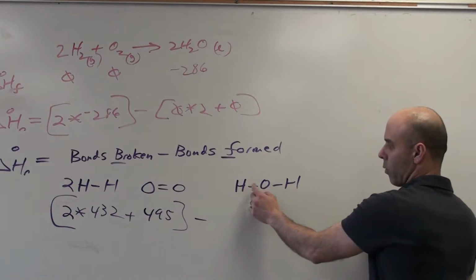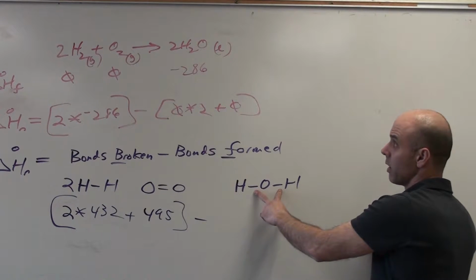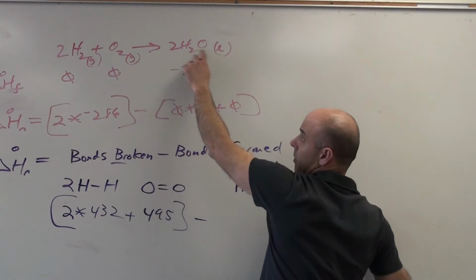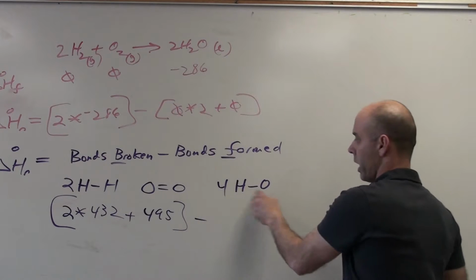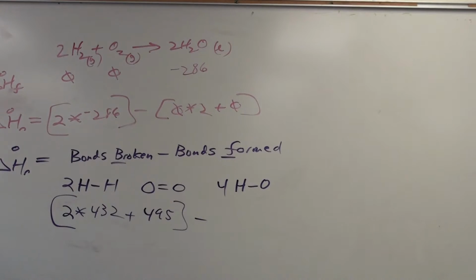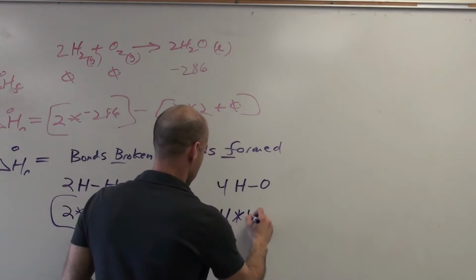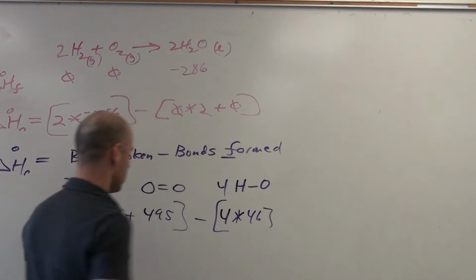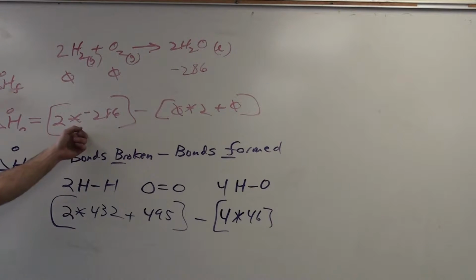I've got 1, 2 OH bonds, and I've got 2 of them. So what I really have is 4 HO bonds, and their enthalpy is 467. So we do the broken minus the formed, and you'll get the same answer, or pretty darn close.